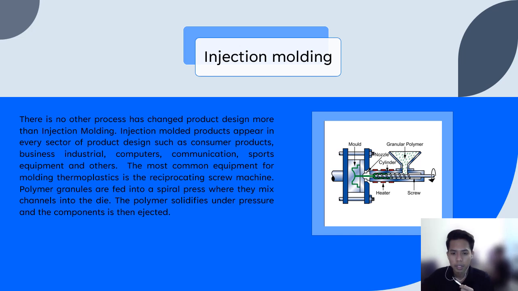As we can see in this diagram, polymer granules are fed into a spiral press where they mix and are channeled into the die. The polymer solidifies under pressure and the component is then injected.